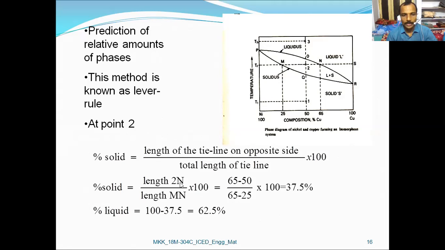So length 2N by length MN into 100, which is equal to, length 2N, so 2 and N, 65 minus 50 by length MN, so 65 minus 25, into 100, which gives 37.5%, and this is the percentage of solid available in the phase, and percentage of liquid can be calculated by subtracting the calculated amount from 100, which is 100 minus 37.5 gives 62.5%.